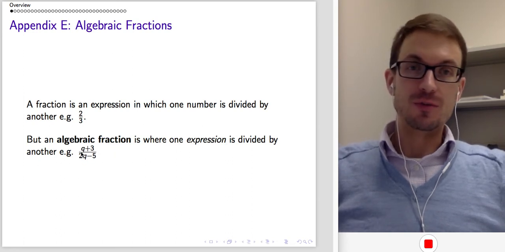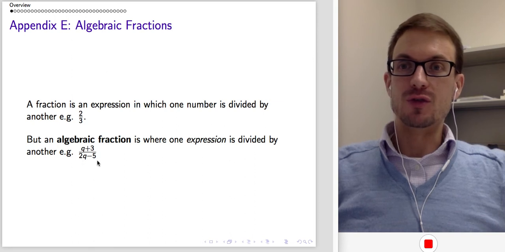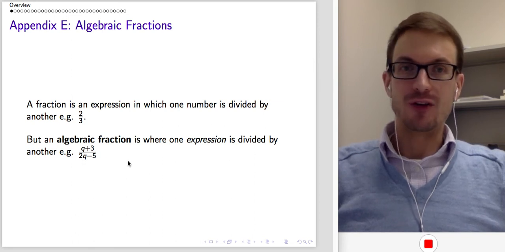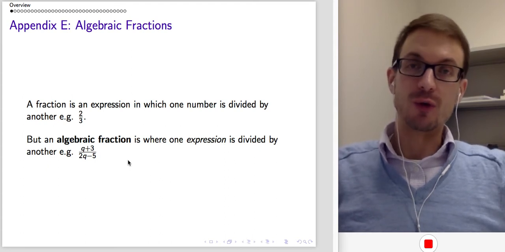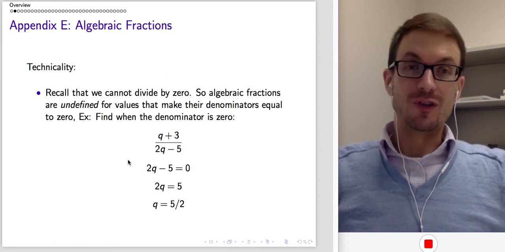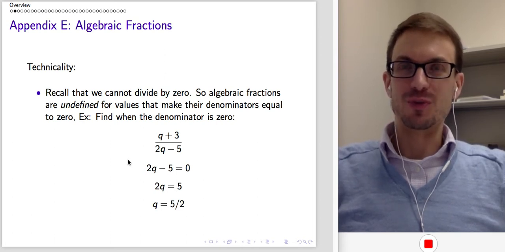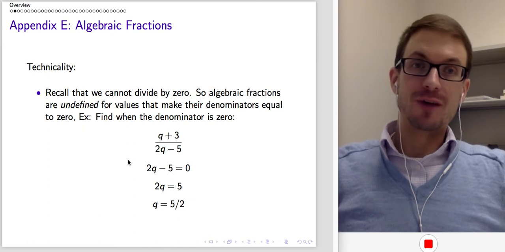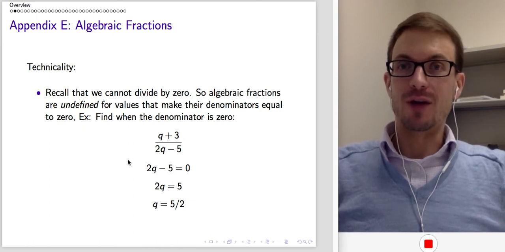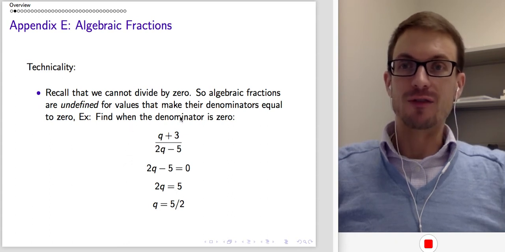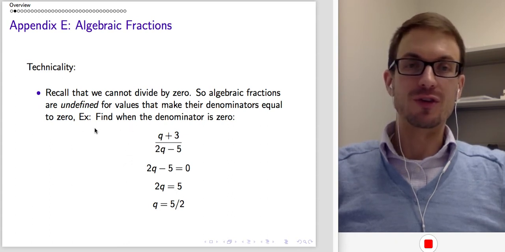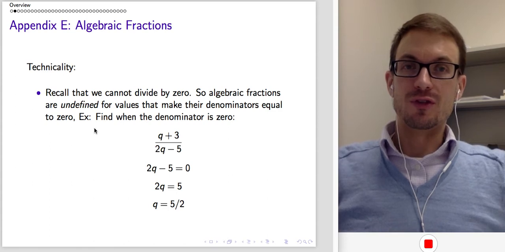So for instance, q plus 3 divided by 2q minus 5 is an algebraic fraction. And it has a lot of the same properties as an ordinary fraction. It's just that we have to have some additional tools for how we work with it. Okay, so there's a technicality, one of the immediate things we want to think about. We can't divide by 0. You can't have a fraction where the denominator is 0. So algebraic fractions themselves are going to be undefined for values that make their denominators equal to 0. So let's try to avoid doing that.